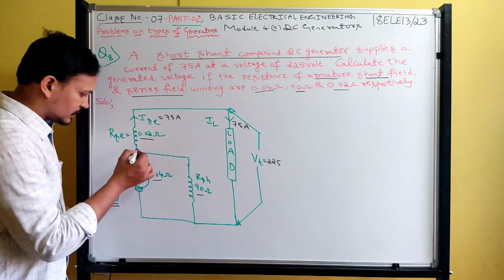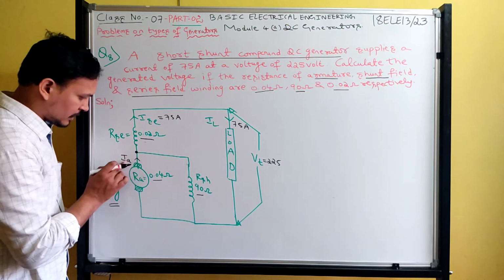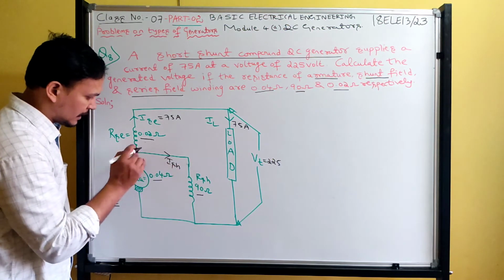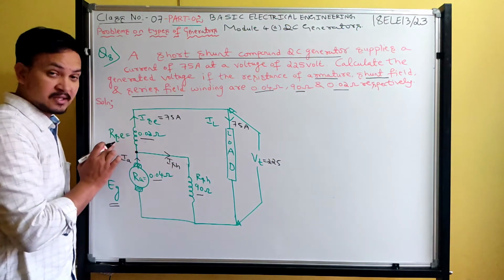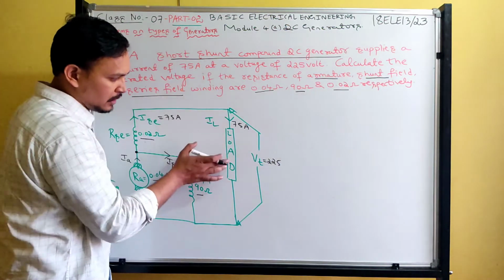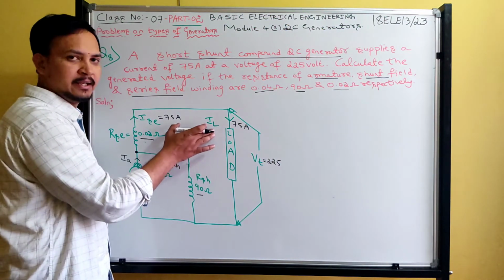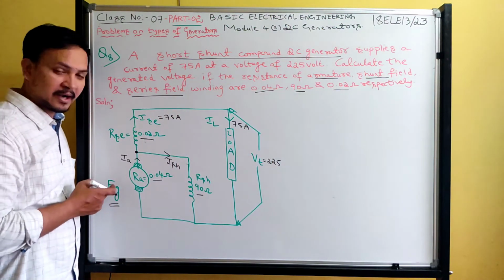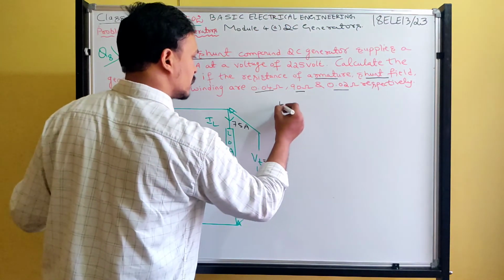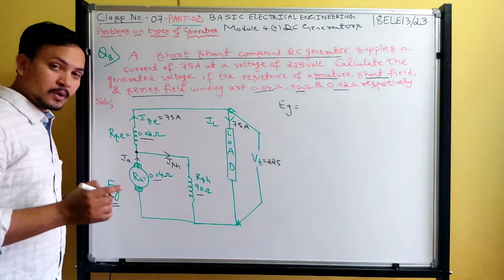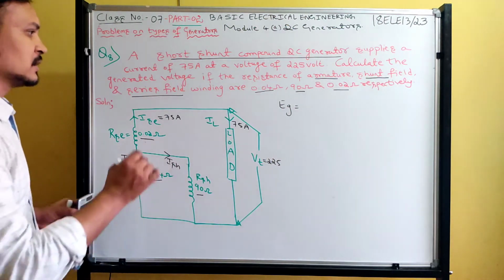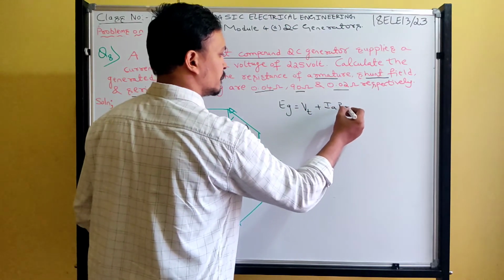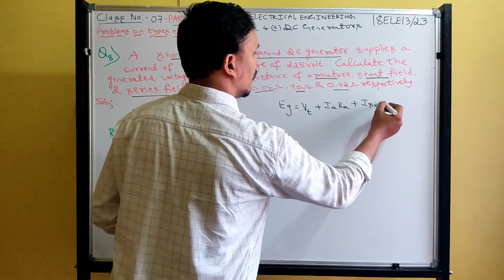After this particular node, this armature current will divide. Some current flows through the shunt field winding, that is ISH, and some current flows through the series field winding, that is ISC. The same current will flow to the load, that is IL. ISC and IL are both equal. So my question is how to find EG. You have to remember the voltage relation of a short shunt compound generator. That is EG is equal to Vt plus IaRa plus ISC RSE.